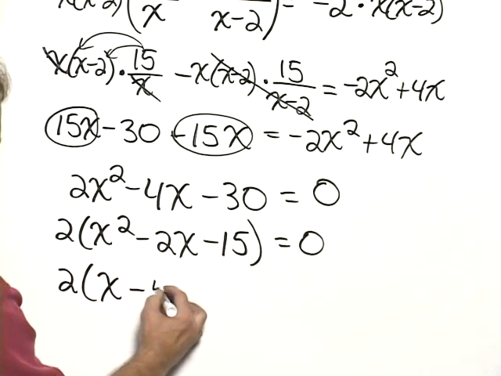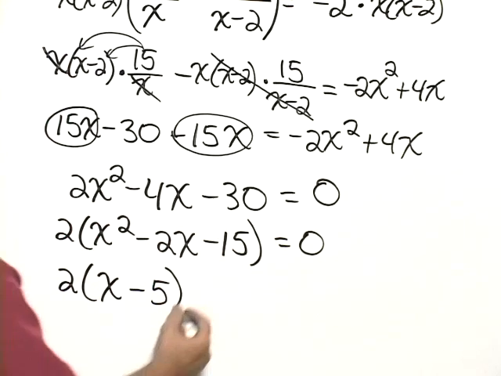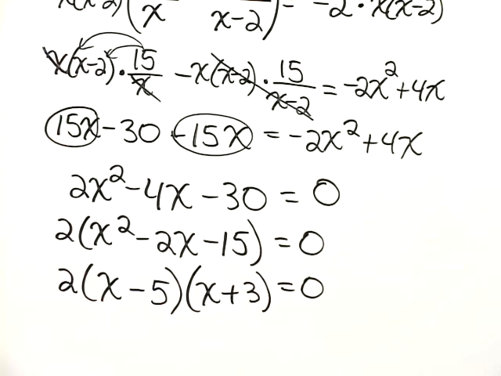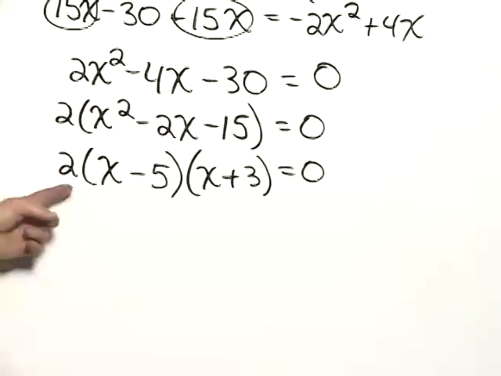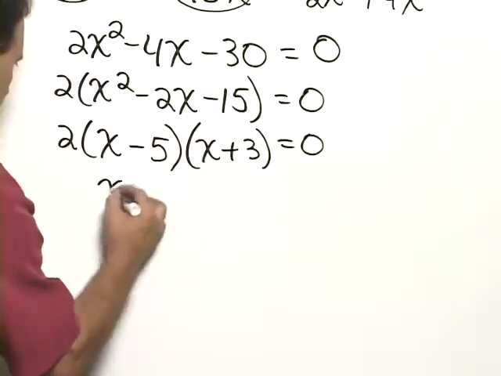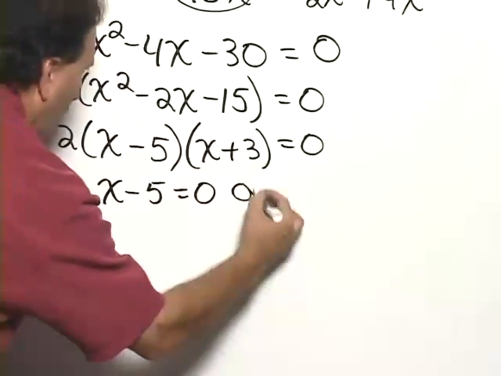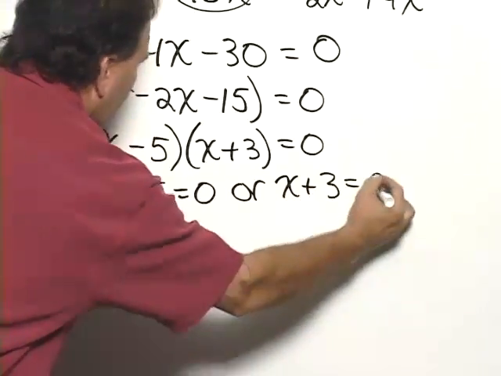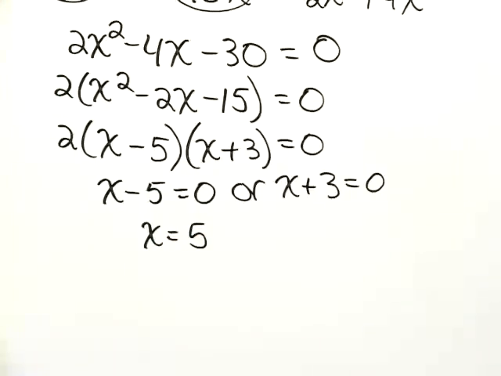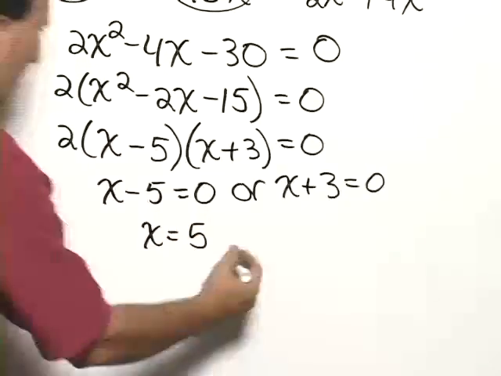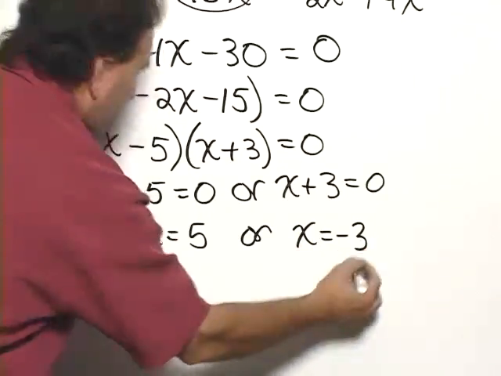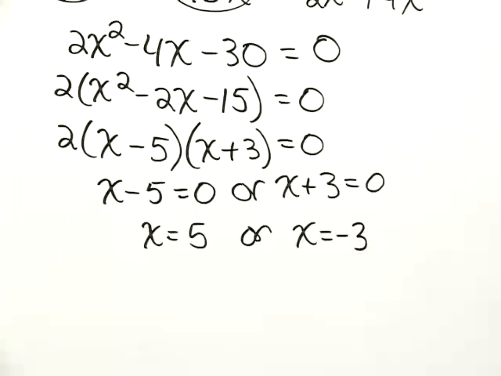We can now use the principle of zero products by factoring this trinomial and setting each factor equal to 0. So this factors as x minus 5 times x plus 3. Now, of course, the 2 can't equal 0, so we just simply say x minus 5 equals 0, or x plus 3 equals 0. This gives us a solution of x equals 5 by adding 5 to both sides. Over here, we subtract 3 from both sides, giving us a solution of x equals negative 3.